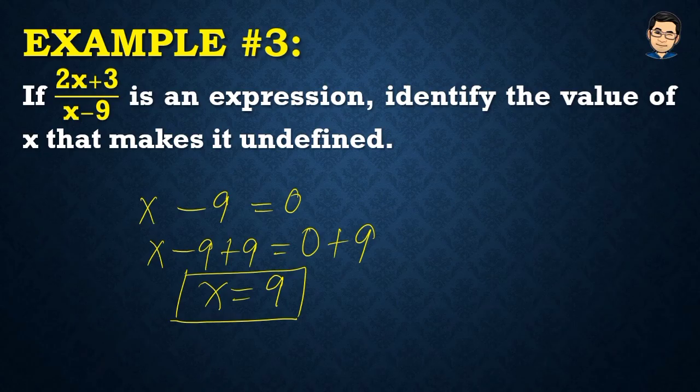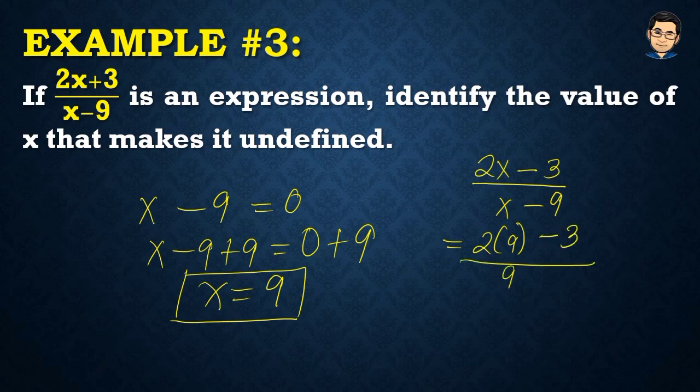So to check, 2x minus 3 all over x minus 9. So 2 times 9 minus 3 over 9 minus 9. So 2 times 9, that is 18, minus 3 over 0. So 18 minus 3, that is 15 over 0. Again, we cannot divide 15 by 0. So the answer is undefined.